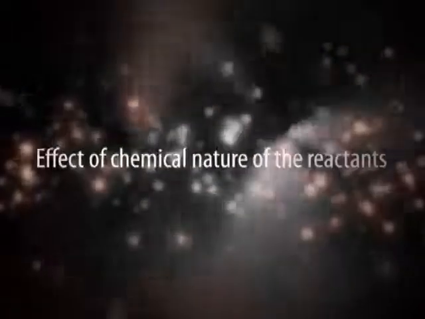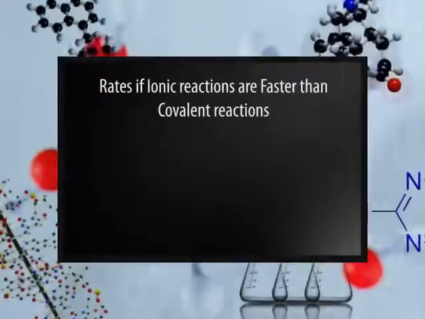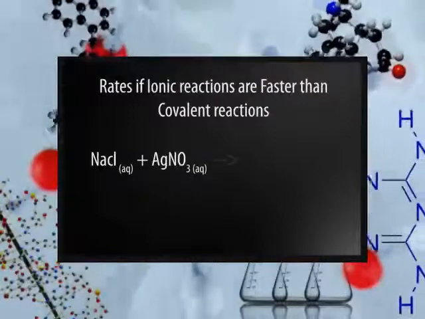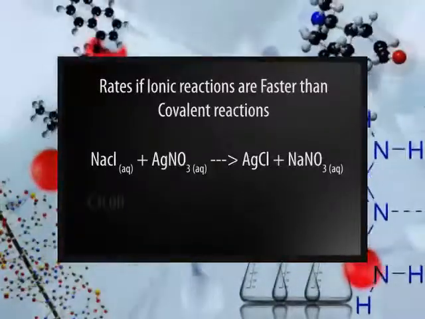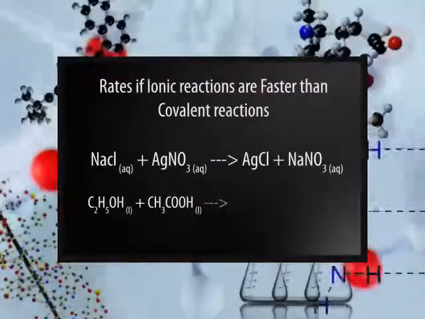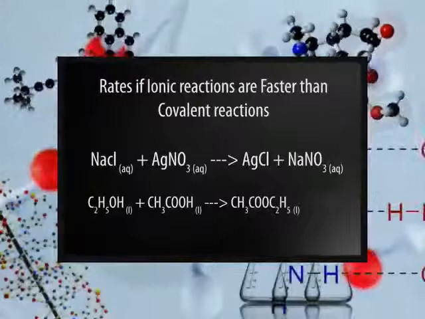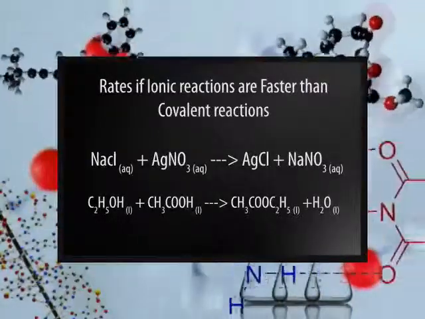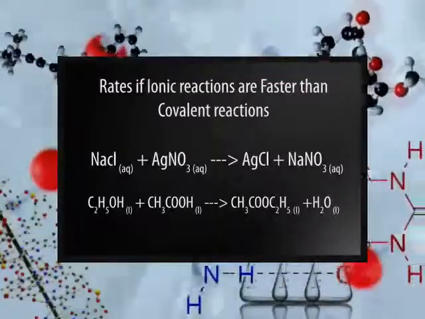Effect of chemical nature of the reactants. You know, the rate of ionic reactions is faster than covalent reactions. Why? If you observe this chemical reaction, sodium chloride reacts with AgNO3 gives AgCl plus NaNO3. There's another example: C2H5OH ethyl alcohol plus CH3COOH acetic acid gives CH3COOC2H5 ethyl acetate plus water. If you observe these two reactions, one is an ionic reaction, another one is a covalent reaction. Of these two, the ionic reaction is faster than the covalent reaction.